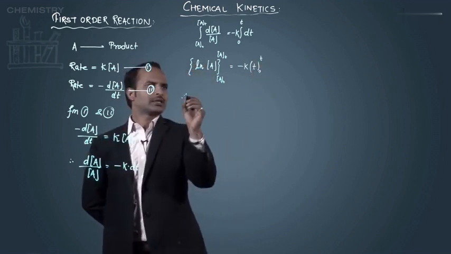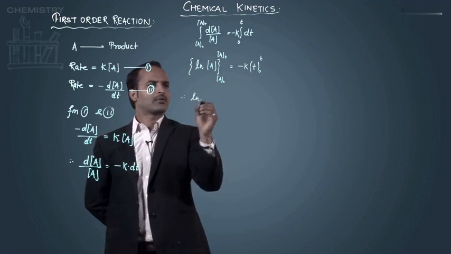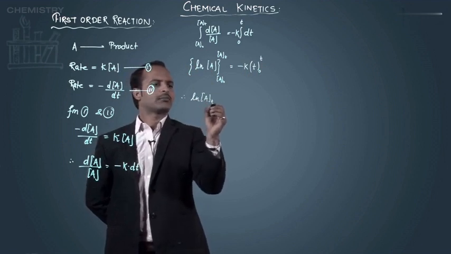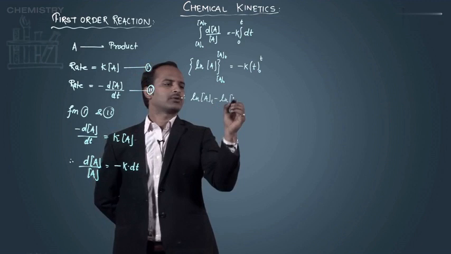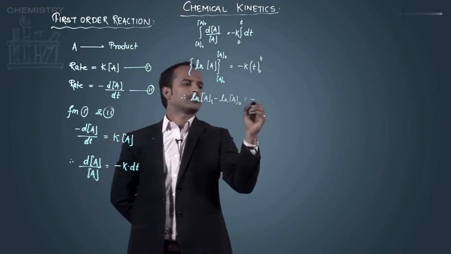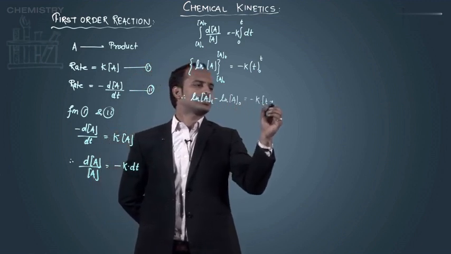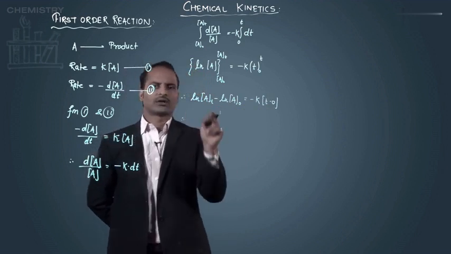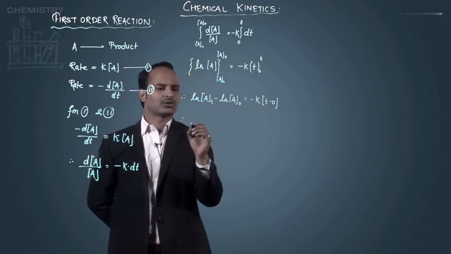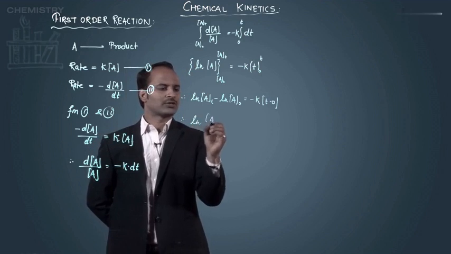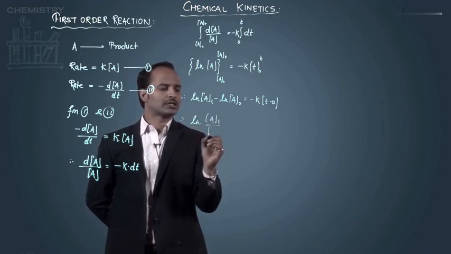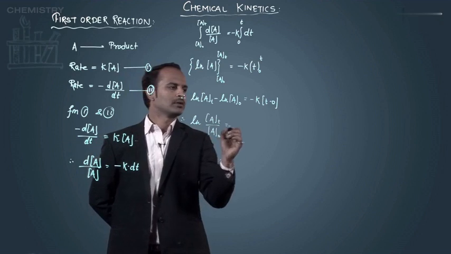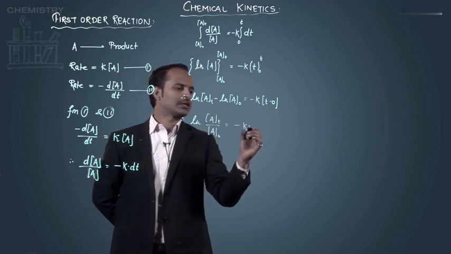So here I can say ln At minus ln A0 is equal to minus K in bracket t minus 0, that is, upper limit minus lower limit. It is a log and a subtraction, so instead of subtraction, we can write it in the division form also. That is ln At upon A0 is equal to minus K. t minus 0 is t.